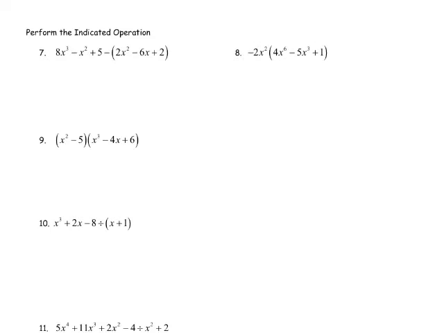All right, number 7 through 10, perform the indicated operation. So number 7 is a minus. You'll have to distribute that. Number 8 is distributing that. Number 9 is double distribution. Number 10 is division.